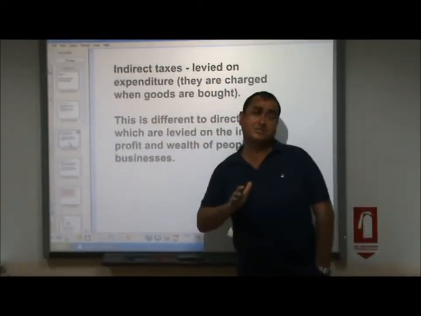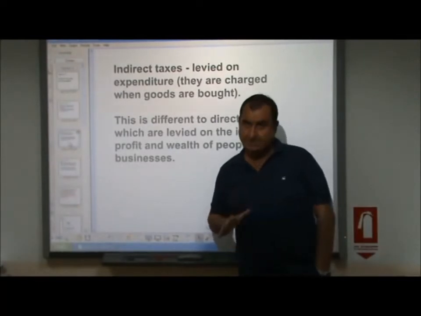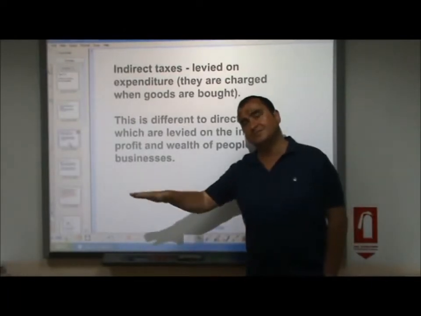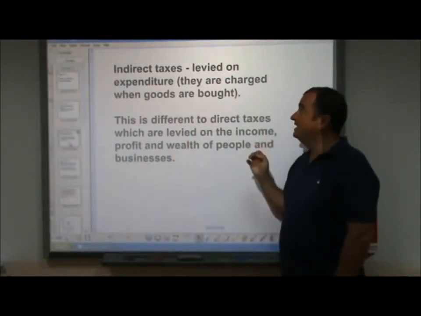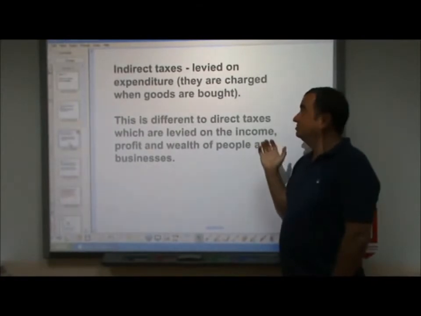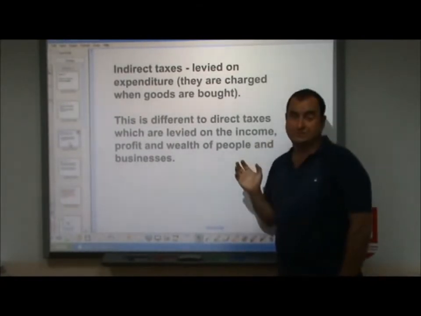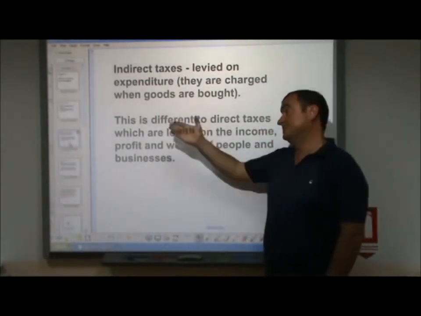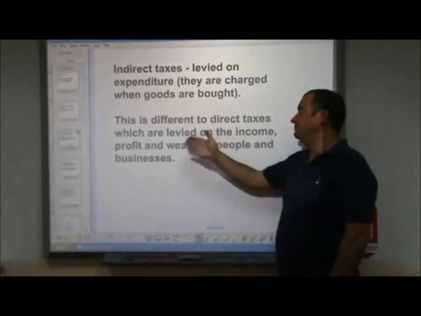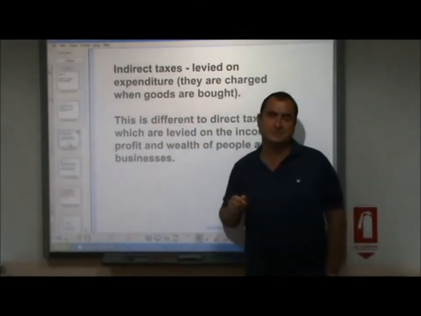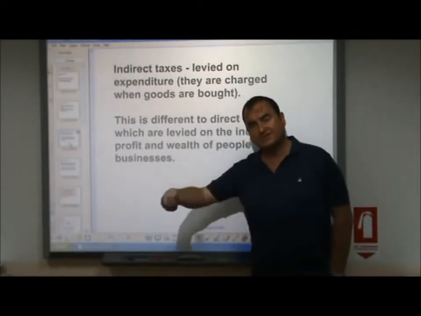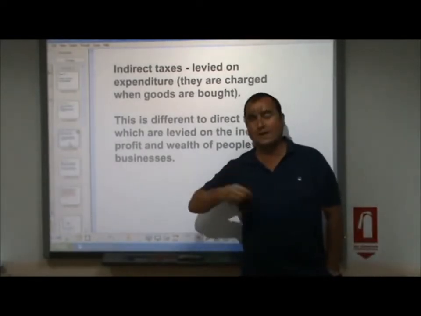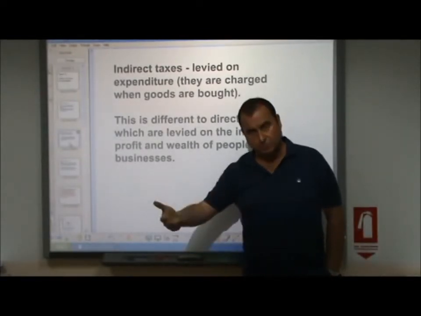And we're only interested in looking at indirect taxes at the moment. So let's be sure we understand what an indirect tax is compared to a direct tax. Indirect taxes are levied on expenditure. That means that they are charged when goods are bought. Okay, the tax is paid when the good is bought. That's different to direct taxes, which are levied on the income or the profit or the wealth of people and businesses. So not at the point of exchange. We're only interested in indirect taxes, taxes that are paid when an economic transaction takes place and something is bought.